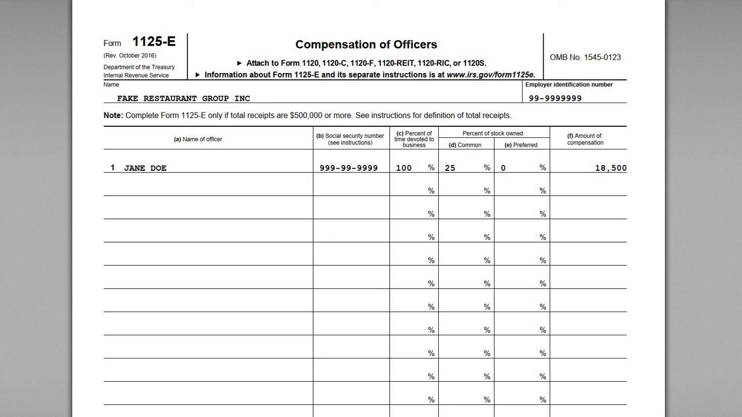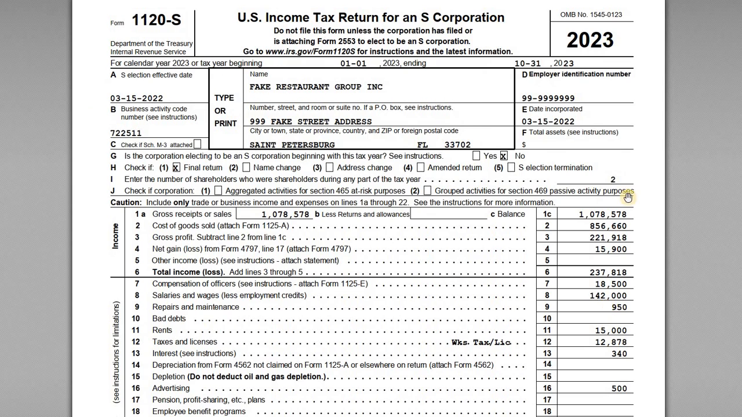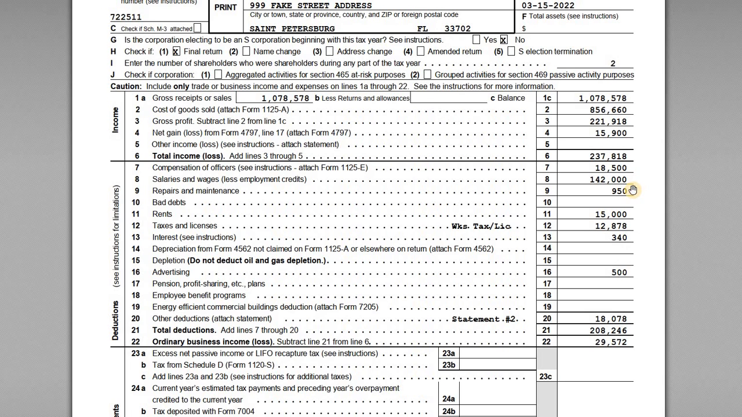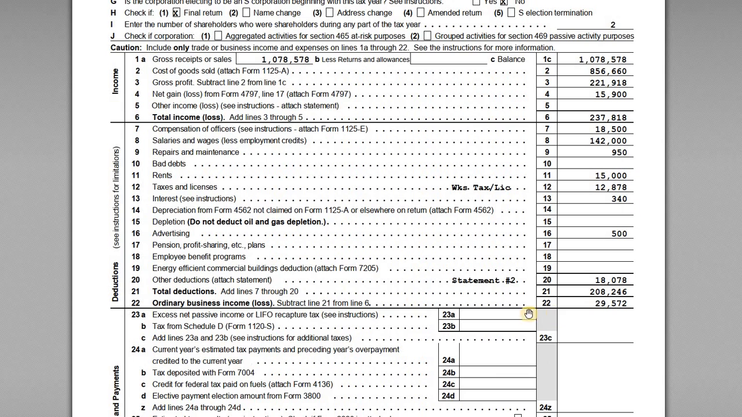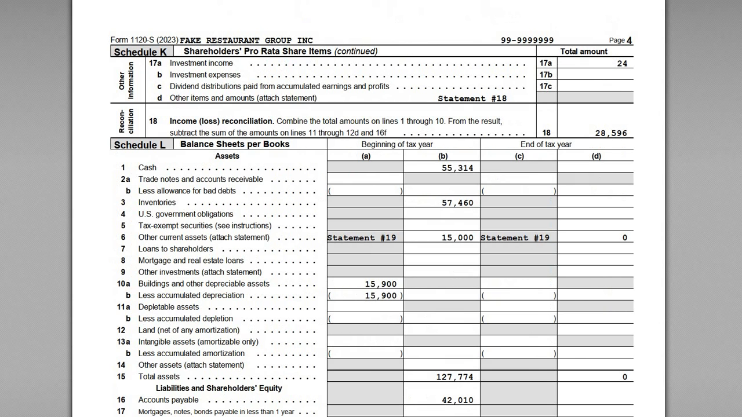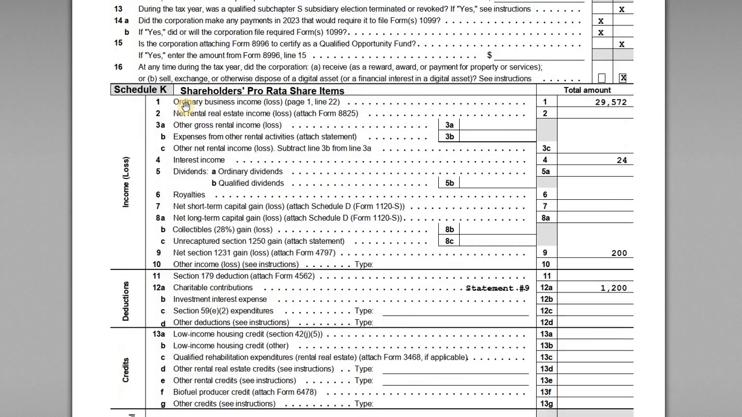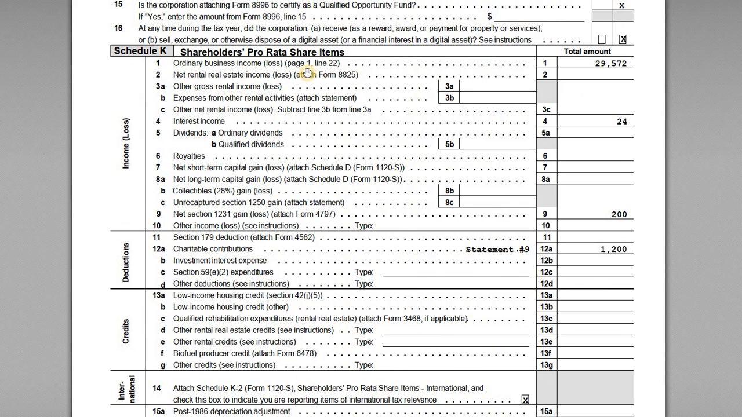There's our $18,500 figure, and then all the other expenses as well, so salaries and wages, repairs and maintenance. The line 1 ordinary business income or loss is the $29,572 figure. And then this item flows through to Schedule K-1, line 1. So if we look at the K-1 here, line 1, ordinary business income or loss, this flows through from page 1, line 22.